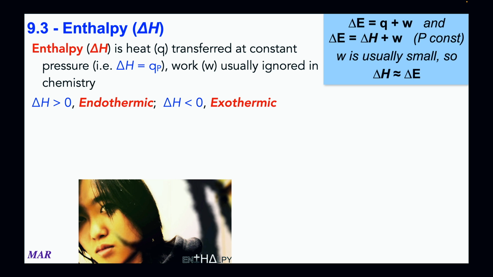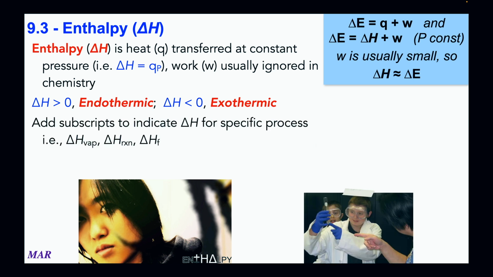If delta H is a positive number greater than zero, it's endothermic, so energy is needed to make that reaction happen. On the other hand, if delta H is a negative number less than zero, that means it's exothermic and energy is being released by the system.